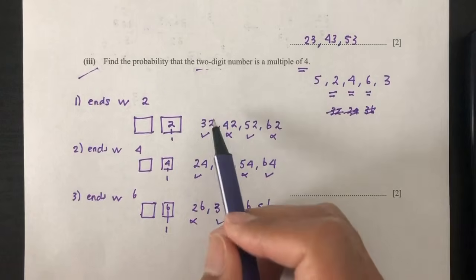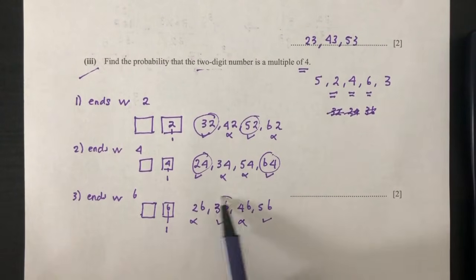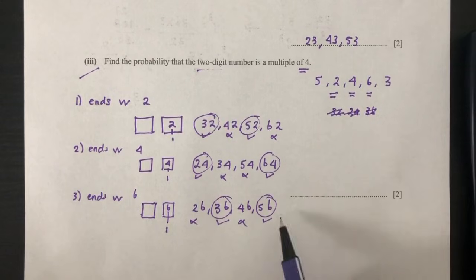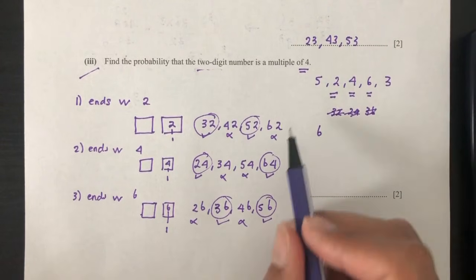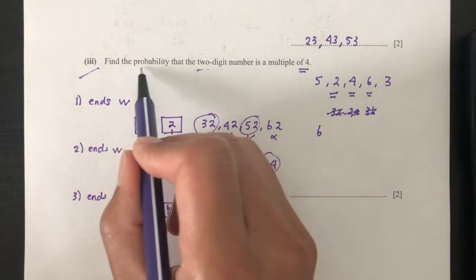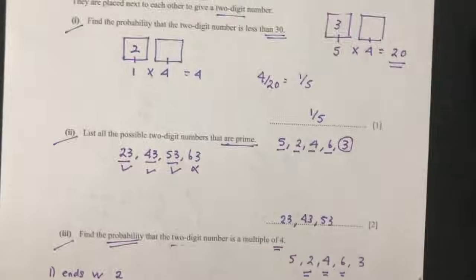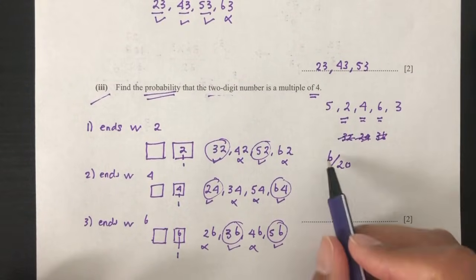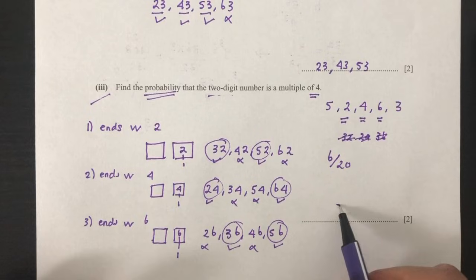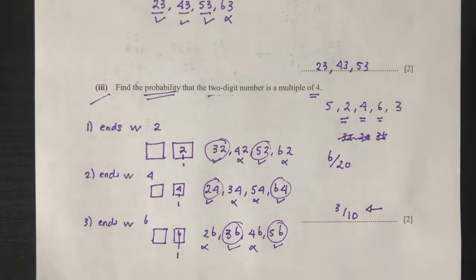So as you can see, in total we have 1, 2, 3, 4, 5, 6. So 6 of the numbers are a multiple of 4, but the chance is 6 over 20, which is the total number of numbers. So simplify, you will have what? Divide by 2, you will have 3 over 10 as your answer. That is part A.